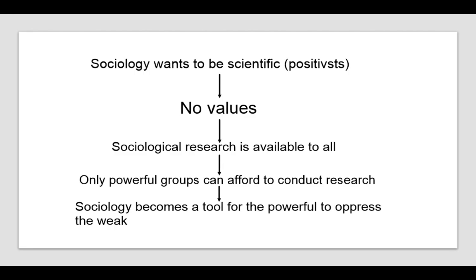So, sociology by itself, completely value-free, just being scientific, ends up becoming a tool for the powerful to oppress the weak, because only powerful groups, governments, corporations, are able to afford to do the research and have the practical means to do the research. Unemployed people are not doing sociological research. And as we'll see, that means sociological research is often weighted or biased towards powerful groups.